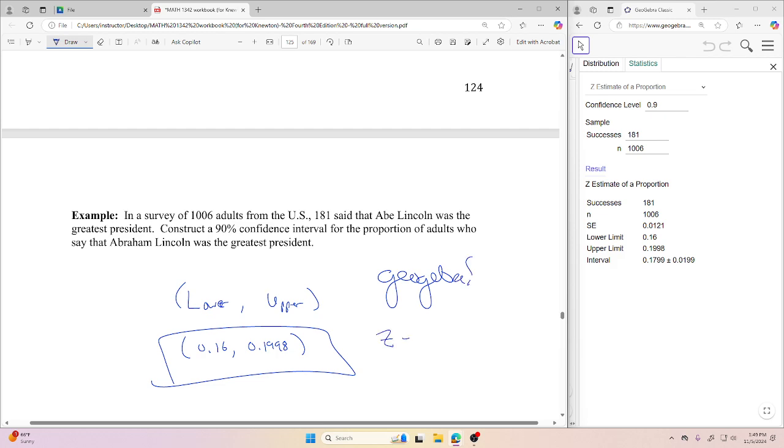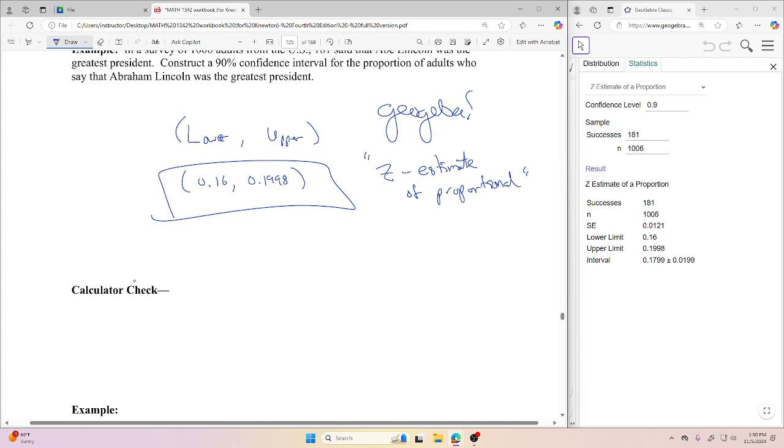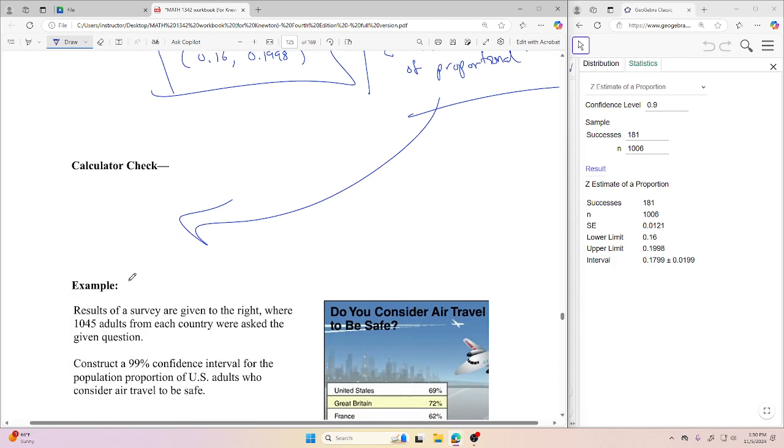It is good to actually say where we went: Z estimate of a proportion. You should be taking at least some notes like that, right? Cool. All right, cool. Oh, look. Yay! That's what they were trying to say there. We did it. Keep scrolling.